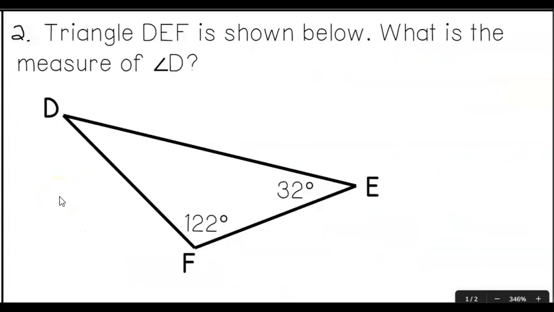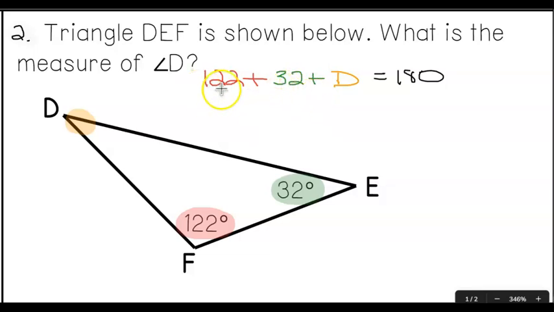Number 2 actually draws out the triangle for us. Angle F is 122 degrees. Angle E is 32 degrees. And we need to find angle D right here. So we can set up an equation again: 122 plus 32 plus angle D equals 180.